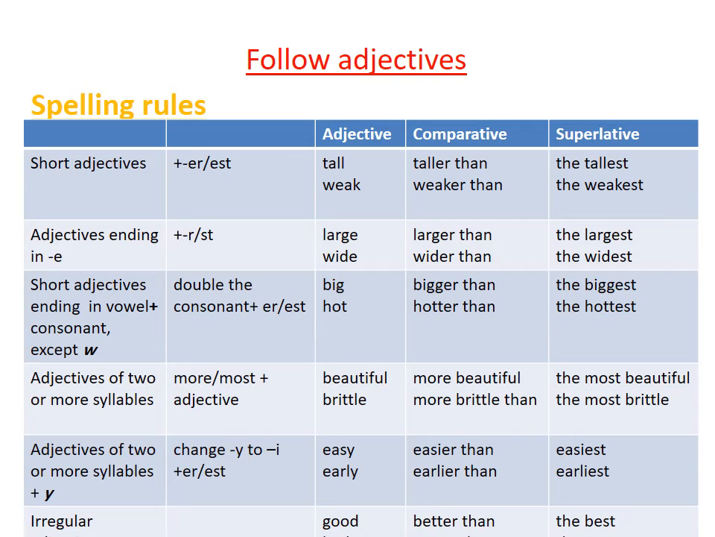Look at the example. If the adjective has two or more syllables, yes. Beautiful is a long adjective, three syllables. So we cannot add ER, as I mentioned in the comparative. You cannot say beautifuler, and you cannot add EST in the superlative: beautifulest.